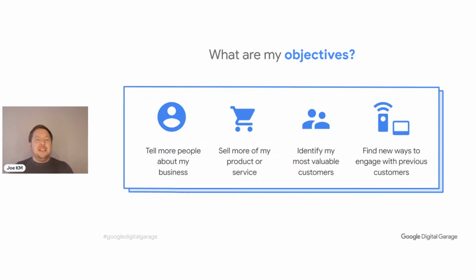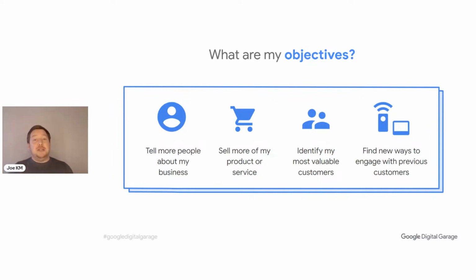It then means we can start to go, well, I've found a way to tell more people about my business. I've applied this strategy. Right now, how can I see and sell more of my products or services? Right, I've done that one. How can I identify my most valuable customers? I've done that one. And then month on month, you can come back to the same strategy, develop it, tweak it, make it better, look at the analytics, see what you can do differently again.